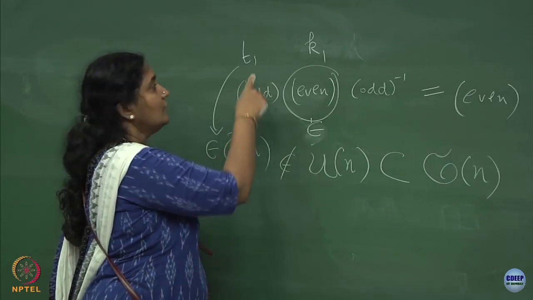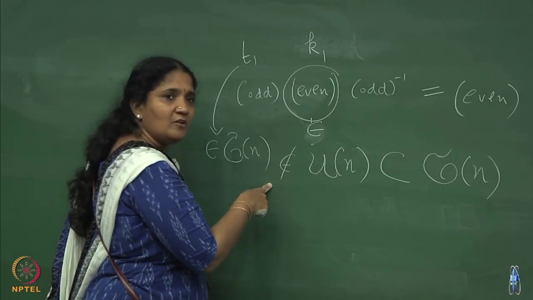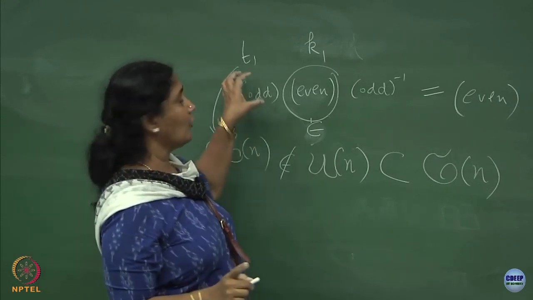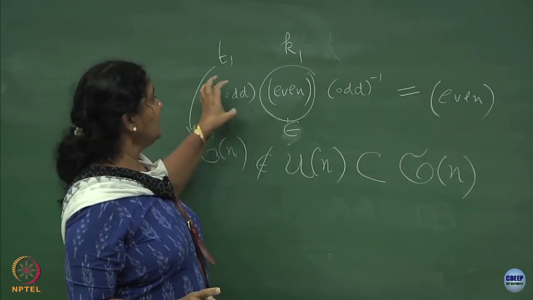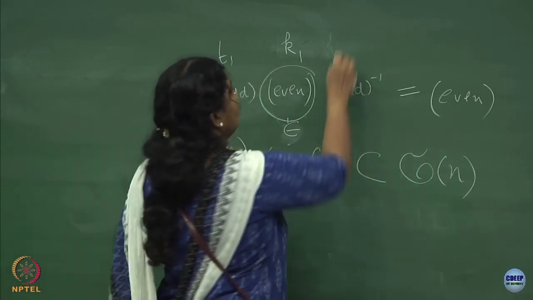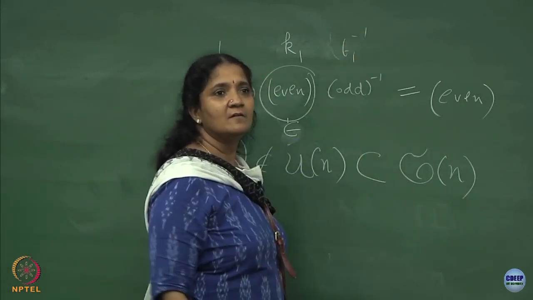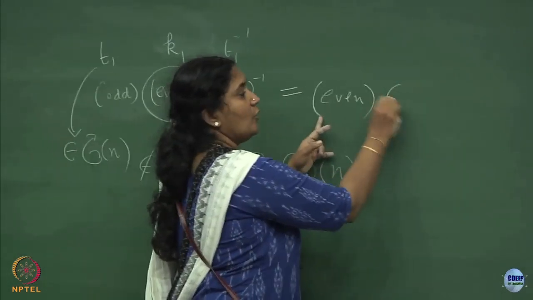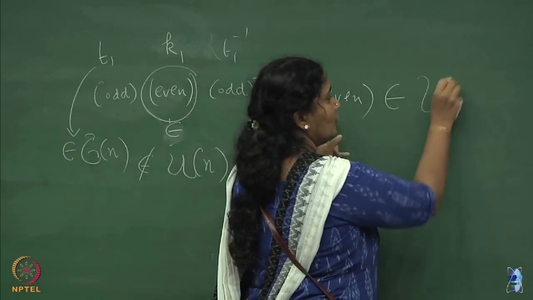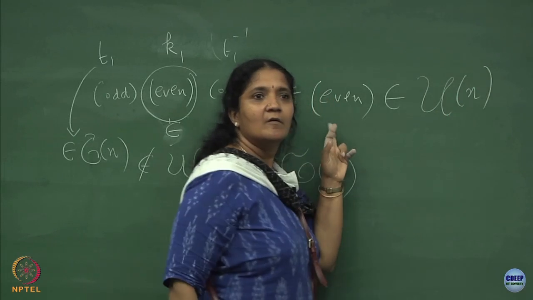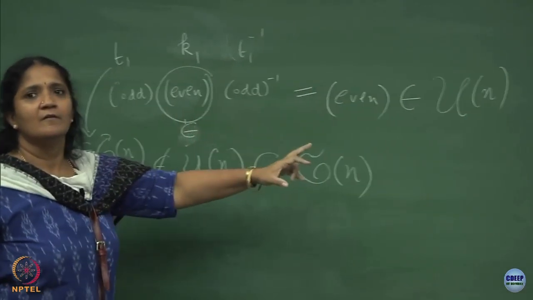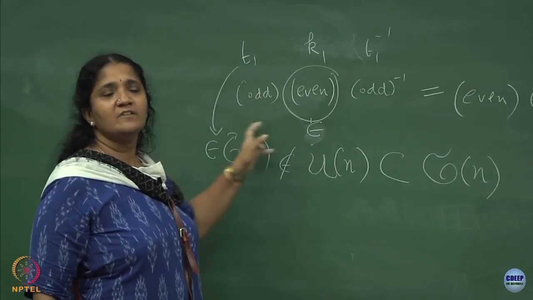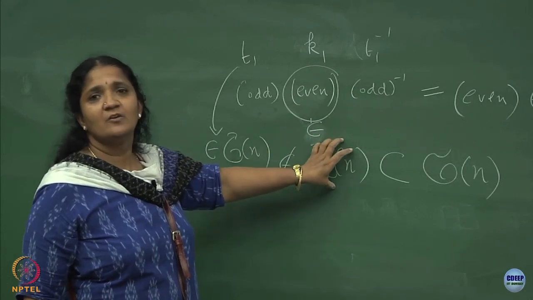Okay. So, T1 is an element belonging to the symmetric group of degree n, but it is not an element of the alternating group, that is why it is called odd. Interestingly, if I take T1, K1, T1 inverse, you get an element which is an element of the alternating group. What is this property? This is for arbitrary elements. What does it tell you about the alternating group?